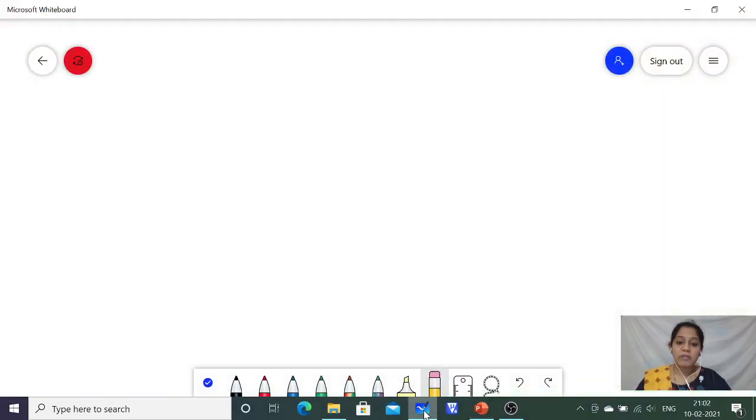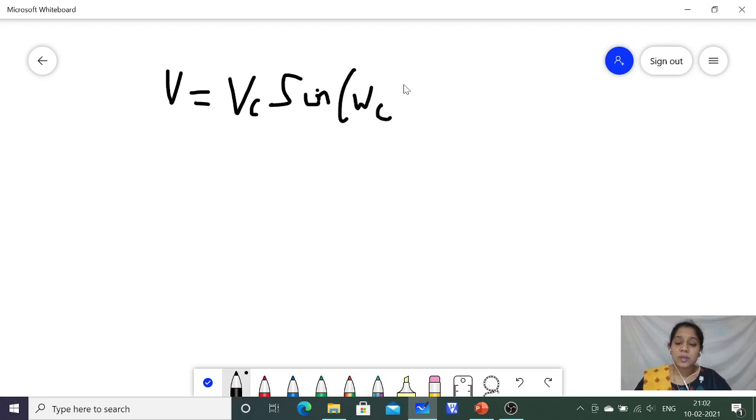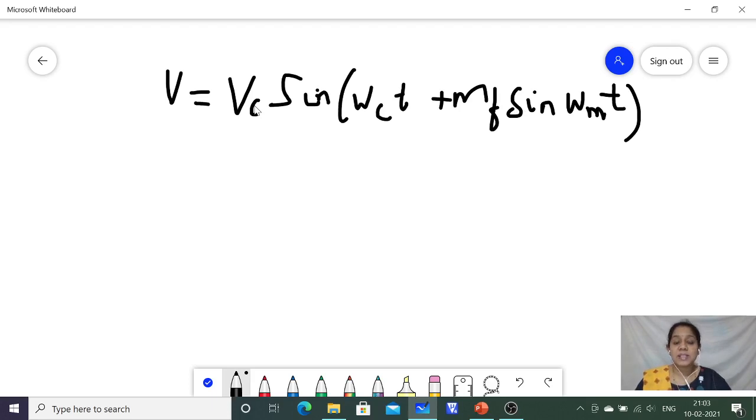An FM wave can be mathematically represented as v = Vc sin(omega c t + mf sin(omega m t)), where omega c and omega m are the angular frequencies of the carrier and the message signal respectively, mf is the modulation index of the FM signal, and Vc is the amplitude of the carrier signal.